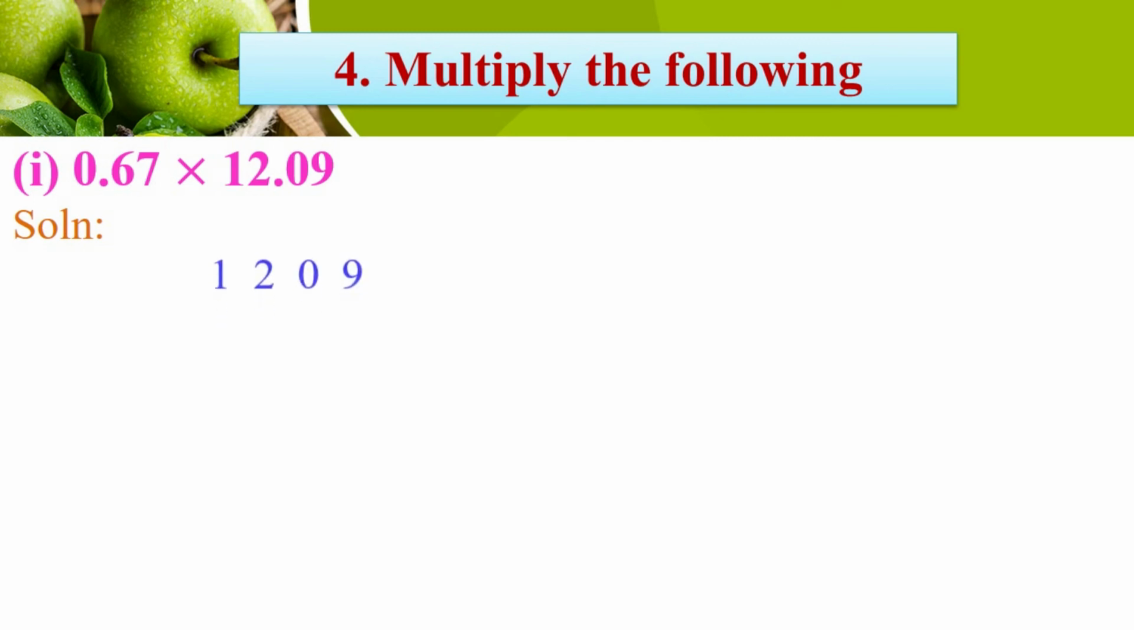Let's see the fourth one. Multiply the following. First one, 0.67 into 12.09. Both numbers are decimal numbers. Let us find the solution. First step, ignore the point. 1209 multiplied by 67.